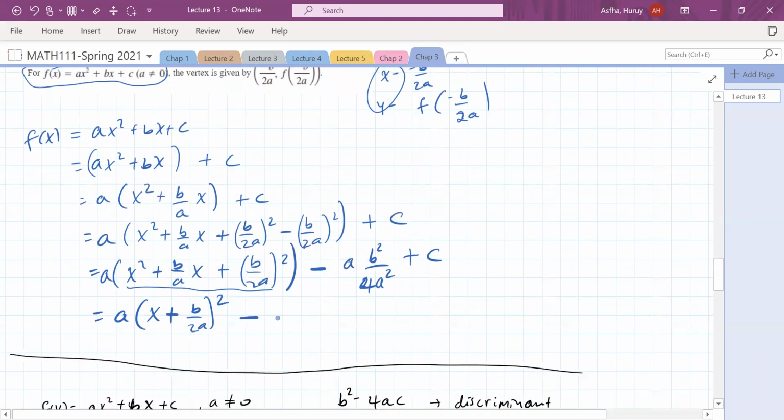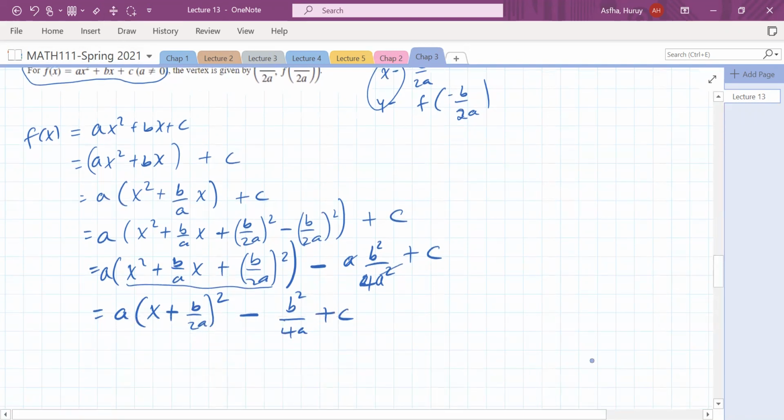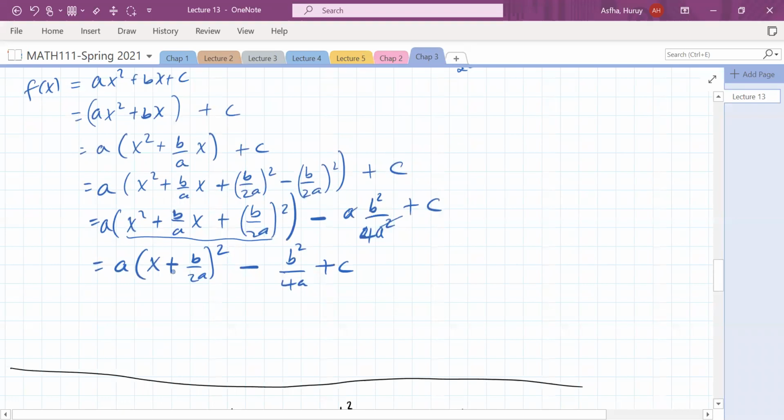And this is, let's simplify this. We have b squared over 4a plus c. Okay, and well, we are almost there. This is x plus b over 2a squared, minus, now let's rewrite this one, b squared minus 4ac over 4a.